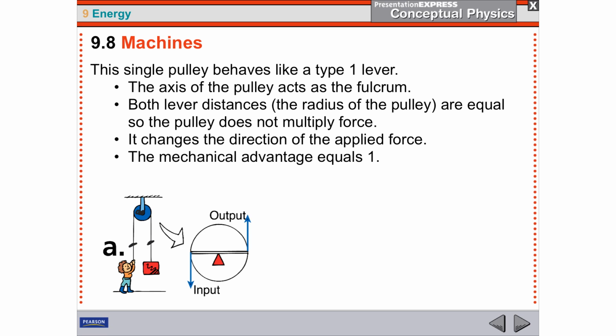We want the distances to be different so that the forces can be different, right? So if you have force times distance and you make the distance bigger, then the force is going to reduce, and that will be a benefit to you. Okay, so let's look at the next one.